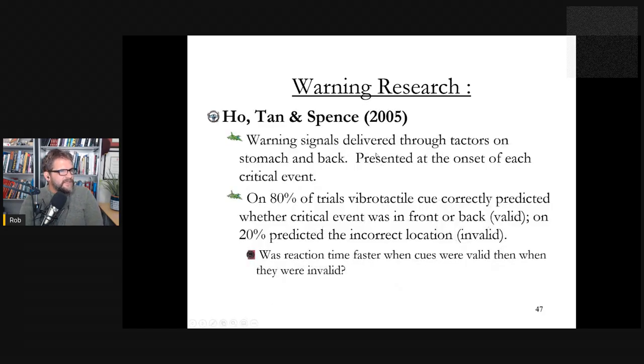So there are two types of warnings: one in the seatbelt on your stomach, or one through the seat on your back. The one on your stomach was meant to tell you to brake.